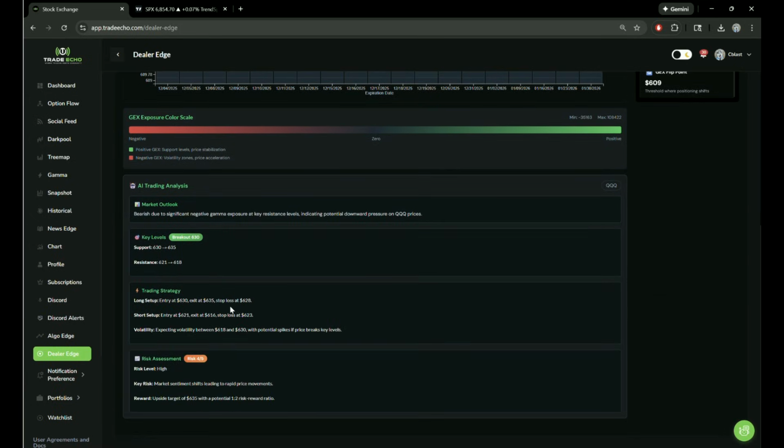AI trading analysis. Below the heat map, the AI trading analysis panel gives you a natural language summary of market outlook, support and resistance, strategy recommendations, volatility expectations, and risk assessment. The strategy guidance adapts to current structure. Bullish: calls, call spreads, bull put spreads. Neutral: premium selling setups like iron condors. Bearish: puts, bear spreads, downside hedges.